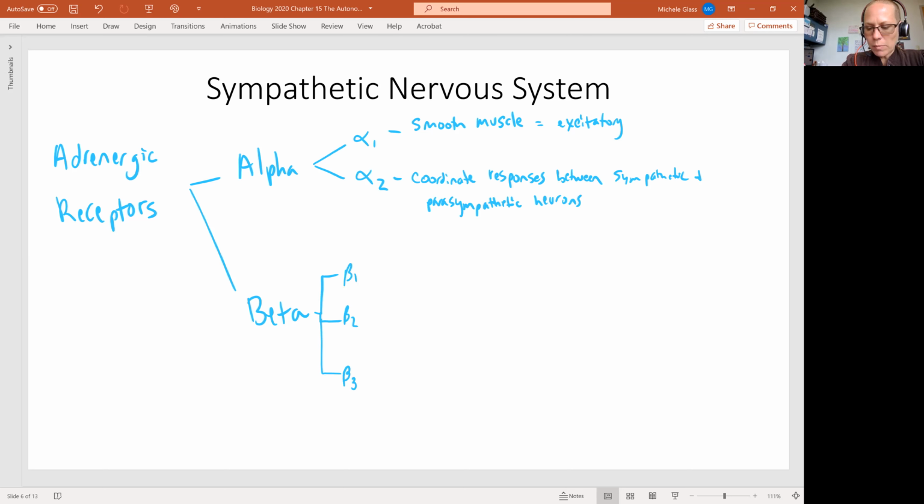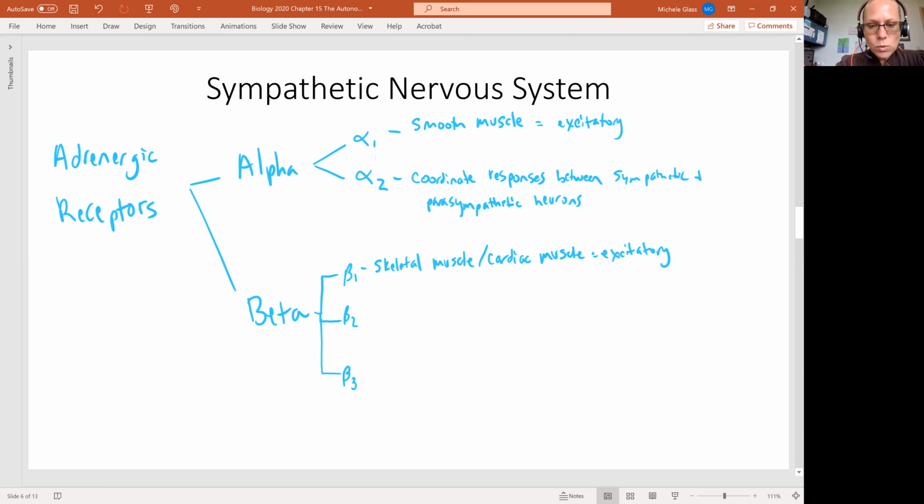And when we talk about beta 1, we're going to see this on skeletal muscle. And we're going to see this on cardiac muscle. And it's going to be excitatory. Some of you maybe have heard of a class of medications called beta blockers that can be prescribed for individuals with problems regulating their blood pressure. And so it's blocking the beta 1 receptors so that you're not increasing the heart rate. You're not exciting that cardiac muscle.